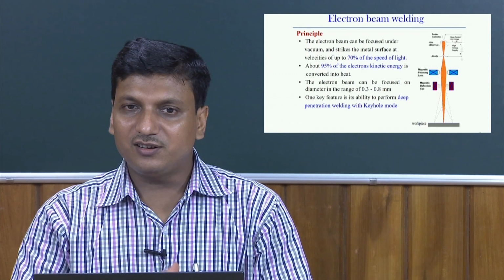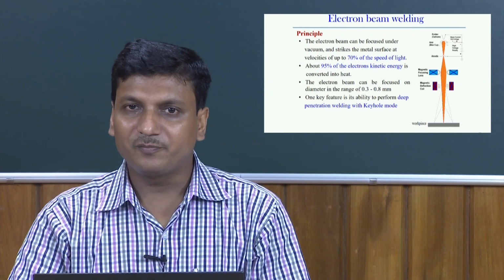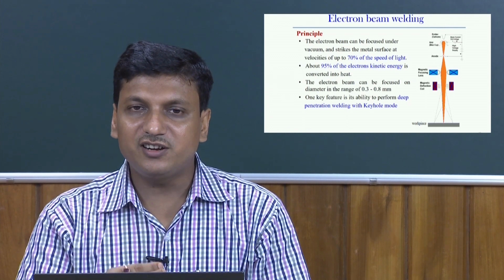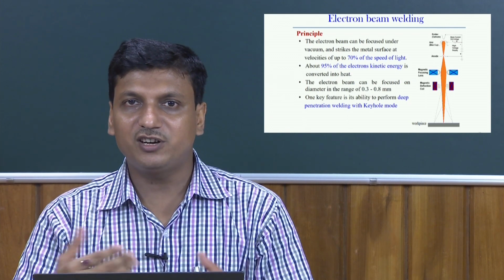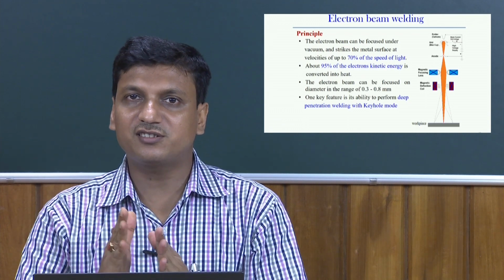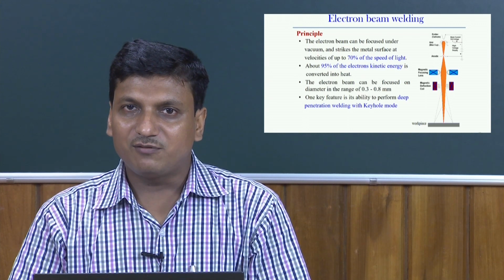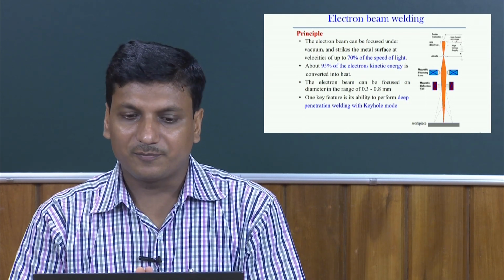Next, when the electron beam interacts with the workpiece, the kinetic energy of the electron beam is converted to heat energy, and that heat energy creates a deep penetrated weld by the formation of the keyhole.